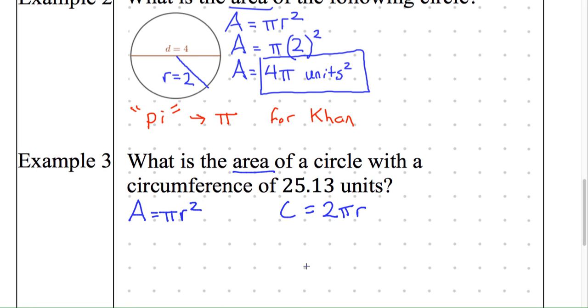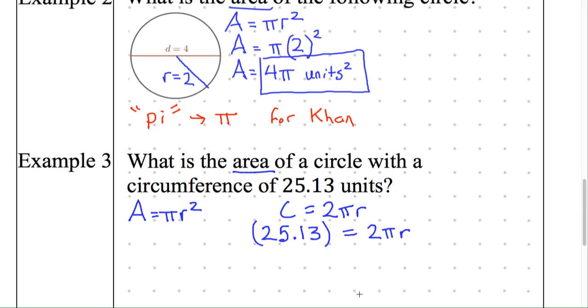We know what the circumference is. We know what capital C is. Capital C, it tells us in this problem, circumference is 25.13 units. So this C here is going to transform into 25.13. The circumference is 25.13. I'm substituting this in for circumference, and that's still equal to 2 pi r.